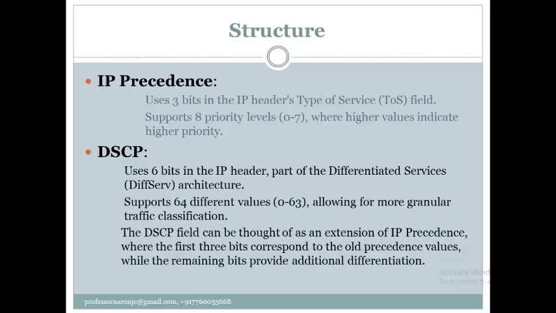You see the structure of IP precedence is 3-bit, and we call it the type of service bit. Zero to 7, so totally 8 different weightage levels or priority levels or different marking levels. Higher value is high priority.